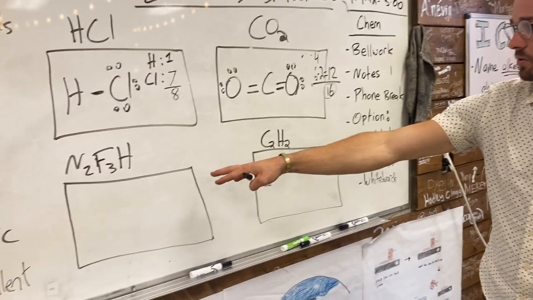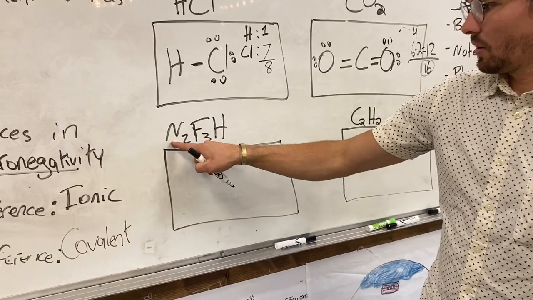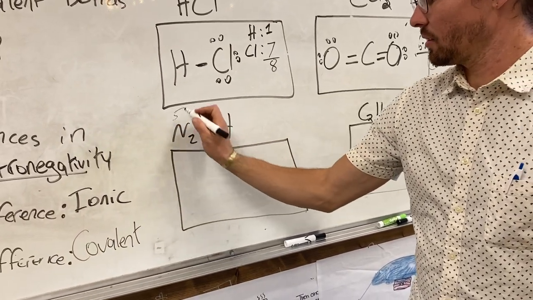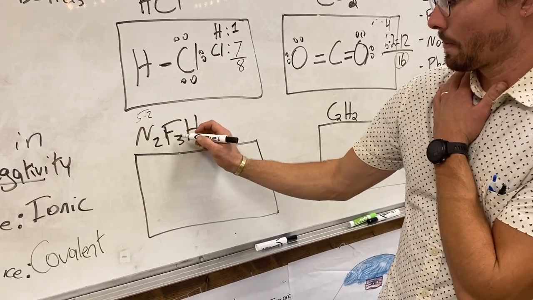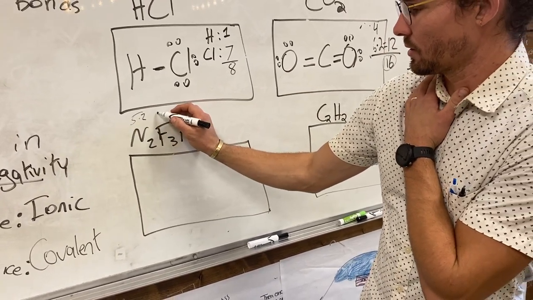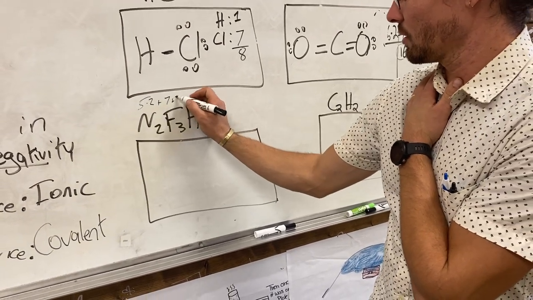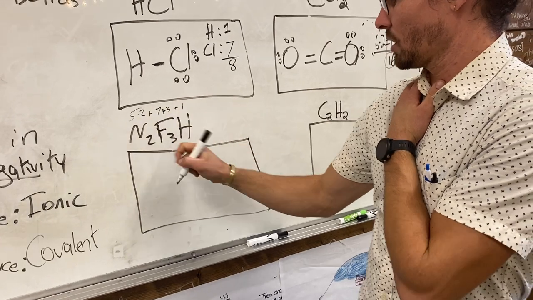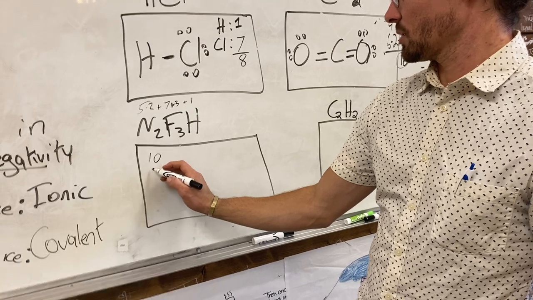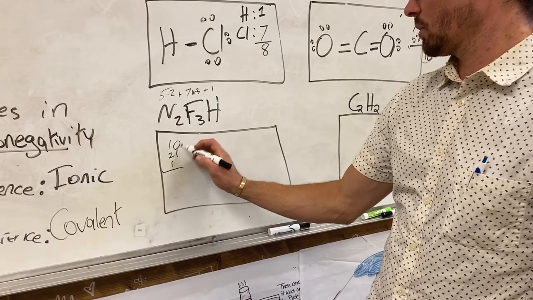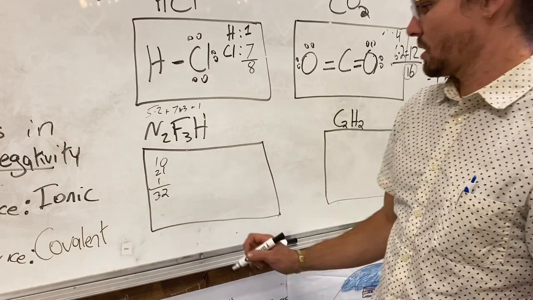Let me just jump to this one and then we'll skip this one, okay? Now, nitrogen I know has 5 valence electrons, and I've got 2 atoms of nitrogen. Fluorine has 7, plus 3, and hydrogen has 1. So 5 times 2 is 10, 7 times 3 is 21, plus 1, 32. I need to find 32 total electrons.